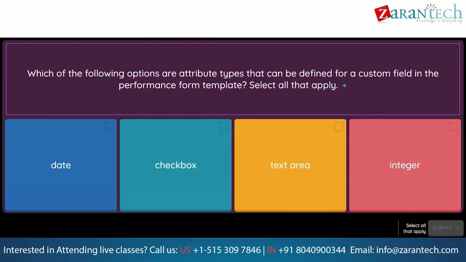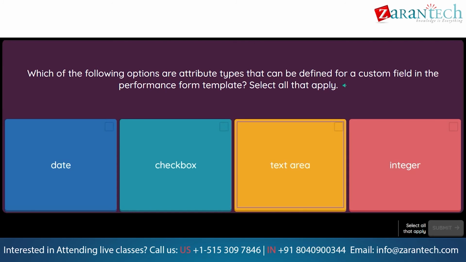Question: which of the following options are attribute types that can be defined for a custom field in the performance form template? Select all that apply. Option 1 date. Option 2 checkbox. Option 3 text area. Option 4 integer.